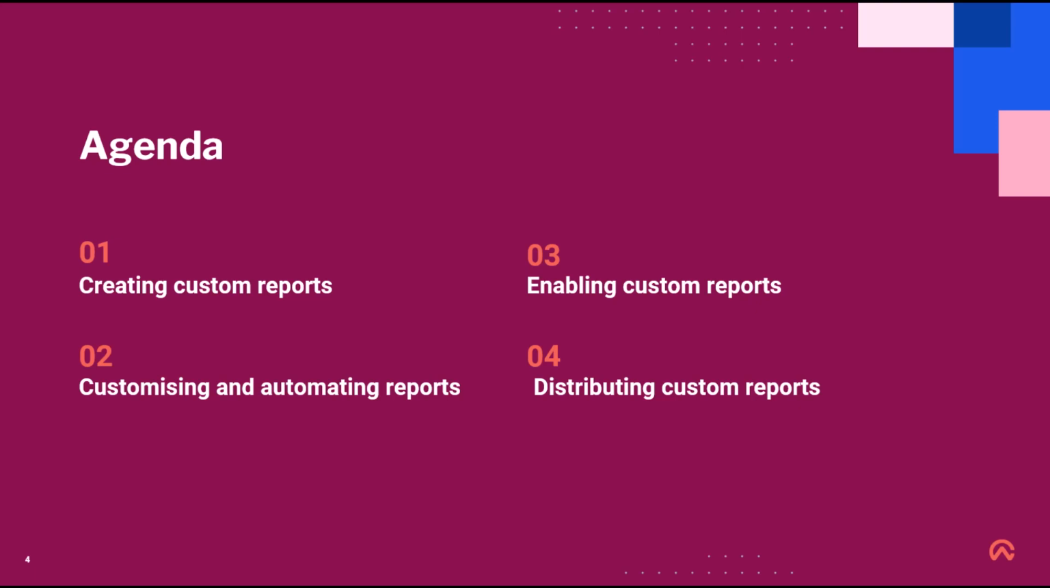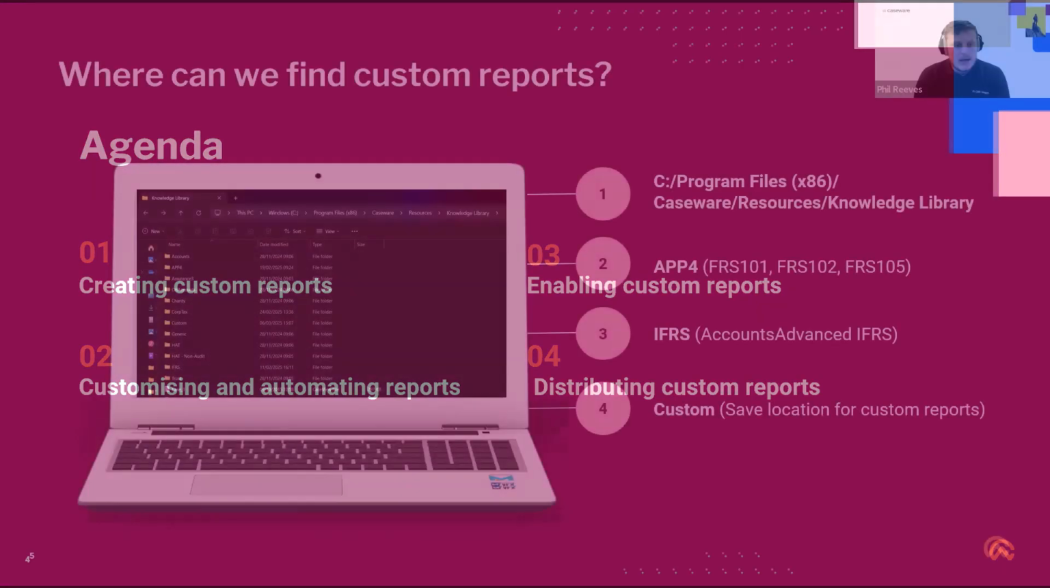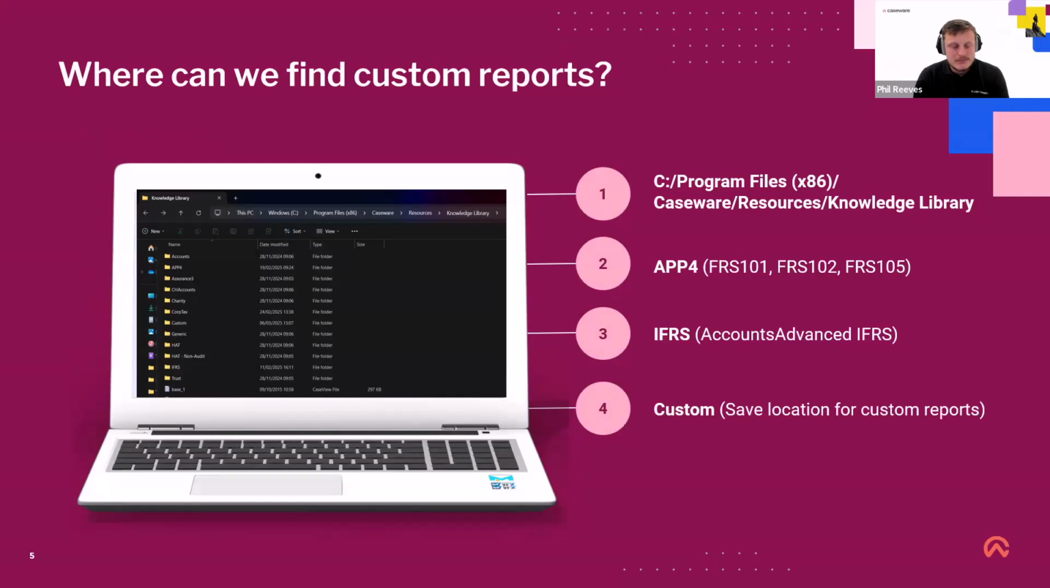So before we get into the custom reports, obviously it's important to note and start editing them. It's important to note exactly where you can find those custom reports. So if I was to jump to the next screen, on your Caseware installation path, you'll be able to find all of the custom reports that we have available within the system. There's a slightly different path for those that are produced for Accounts Advanced, so FRS 101, 102, 105, as there is for IFRS as well.